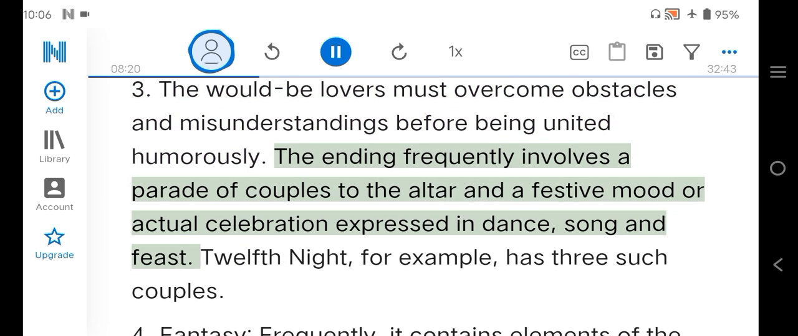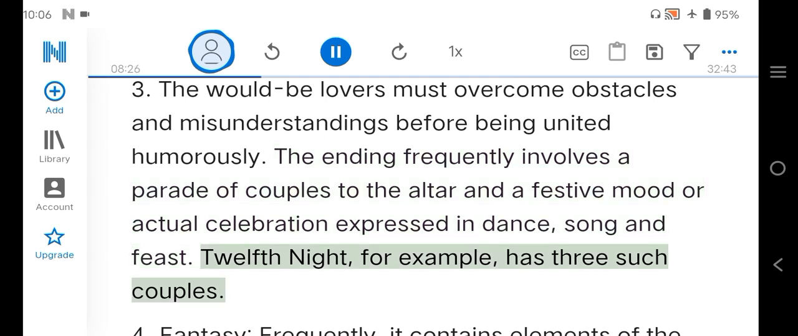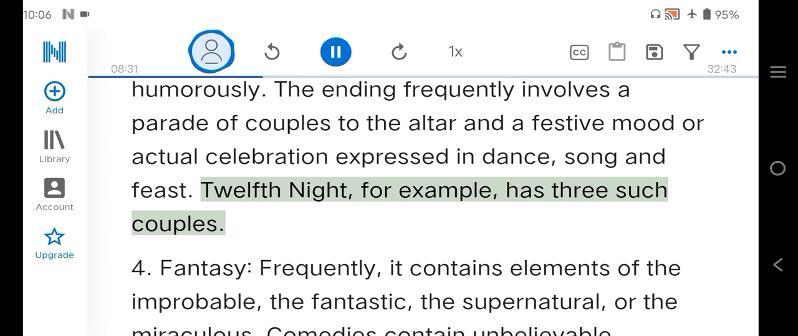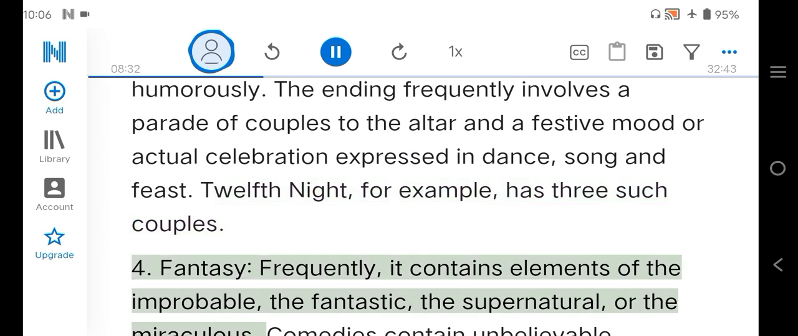The ending frequently involves a parade of couples to the altar and a festive mood or actual celebration expressed in dance, song and feast. Twelfth Night, for example, has 3 such couples.